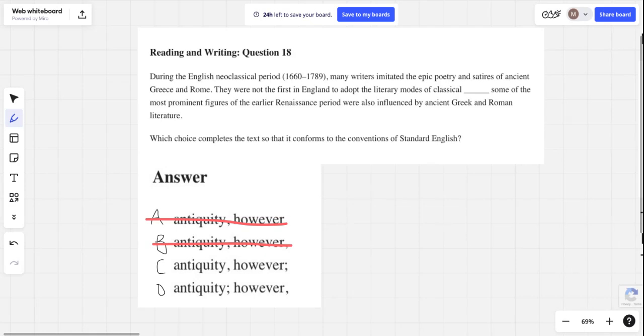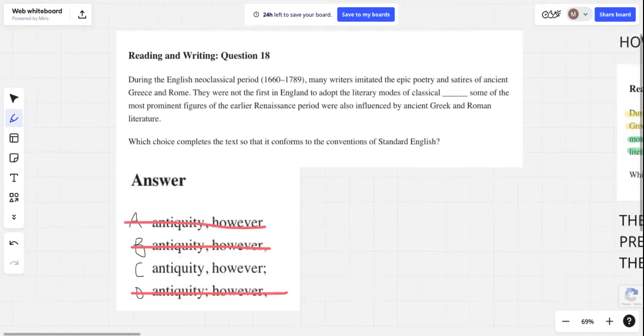So now, most of you guys probably were down to C and D. And I'm going to take a guess and say most of you guys said D, right? You guys are all wrong. D is wrong. C is the right answer. And you're like, what? D is the most intuitive, semicolon, then transition. I'm going to explain why.